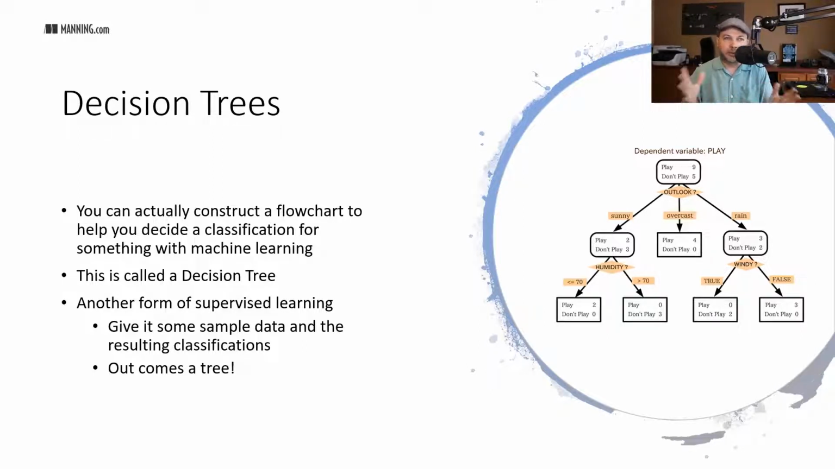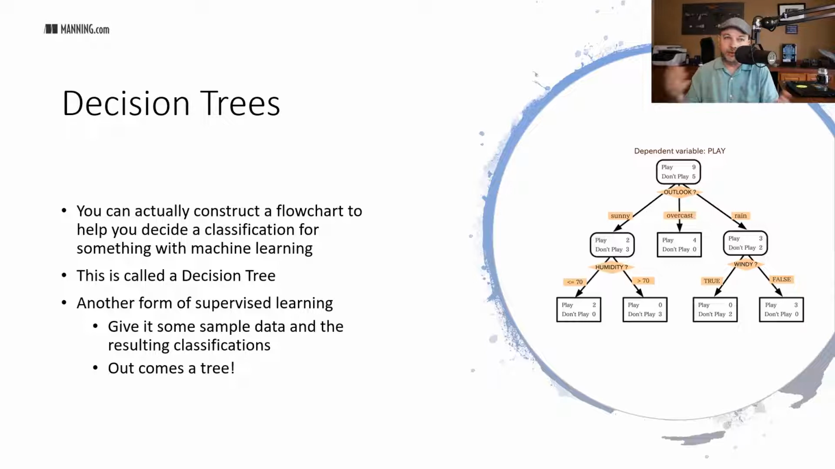It's a form of supervised learning, which means that you train it with a set of the known correct answers, so it can actually compare its predictions to the right answers as you go through the training stage. But basically, you just give it some sample data and the resulting classifications that you know are correct, and out comes a tree like this. So in this little simple example that we're looking at here, we're trying to figure out, should we go outside and play today? And we basically have two categories, either play or don't play.